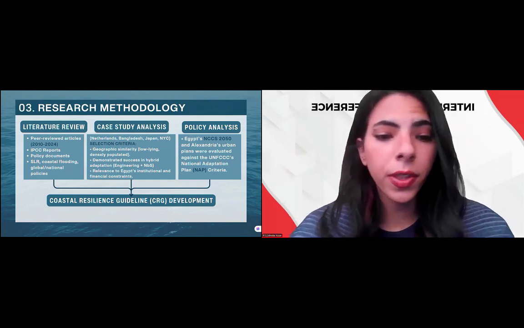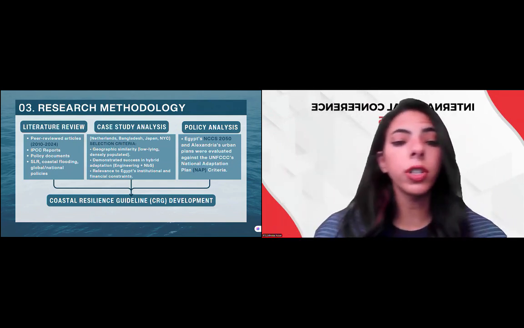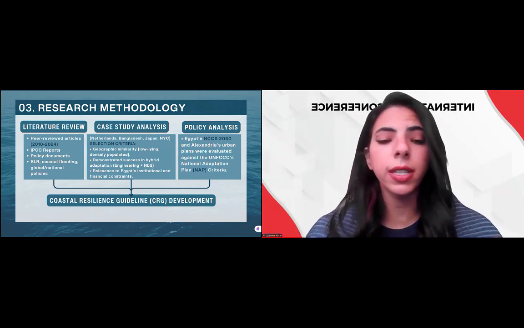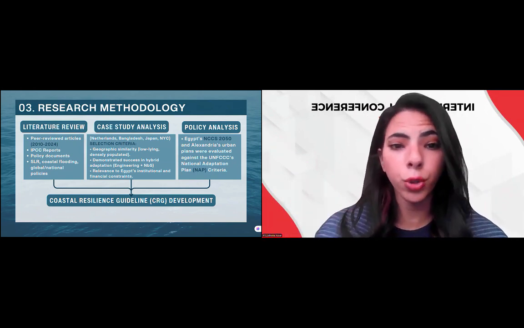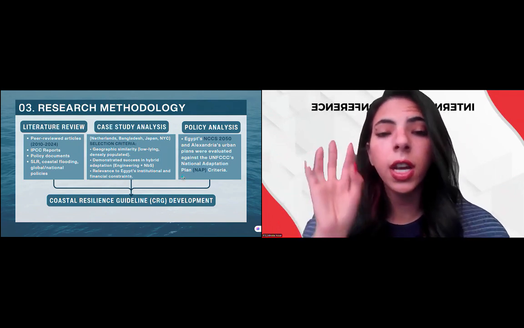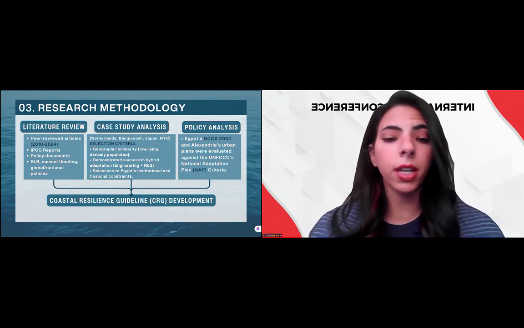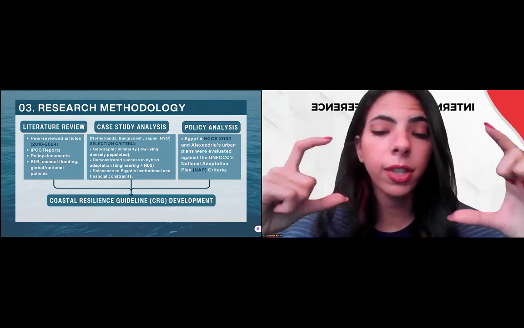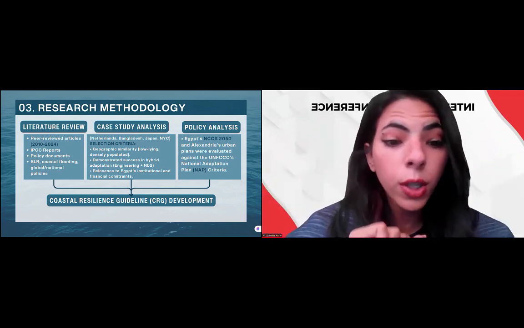So the research methodology, as I previously mentioned, is divided into three main pillars of research. The literature review, of course, tackles the risks and the national policies. And then we move on to the case study analysis. We have four different coastal regions: the Netherlands, Bangladesh, Japan, and New York City. And we give them selection criteria based on, are they low-lying areas?